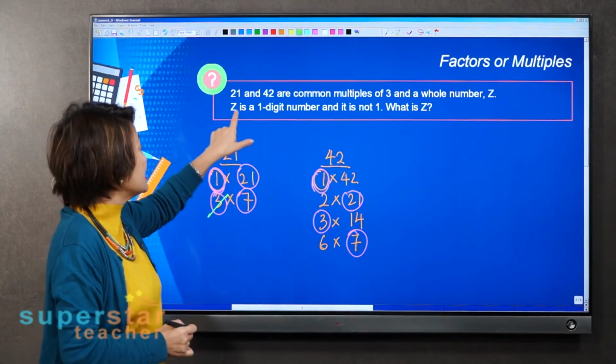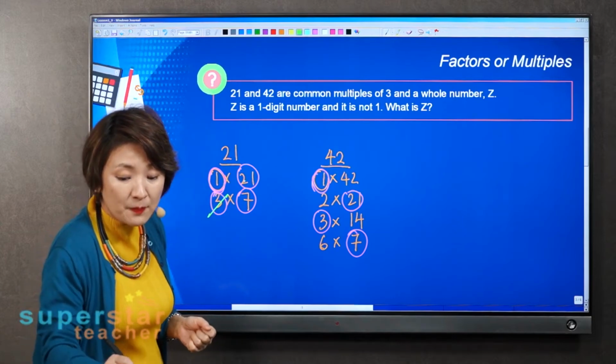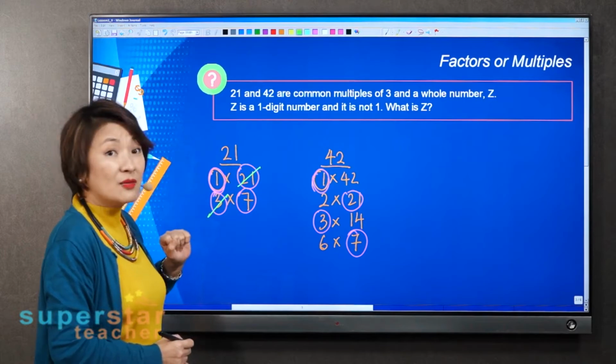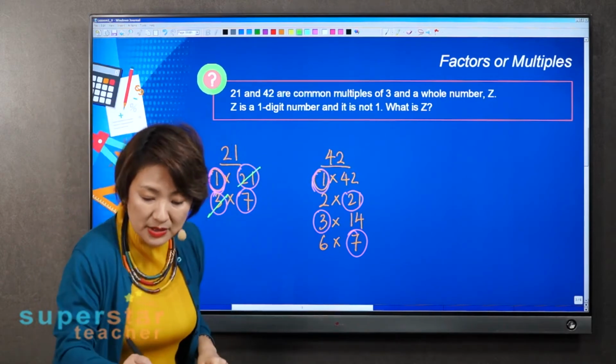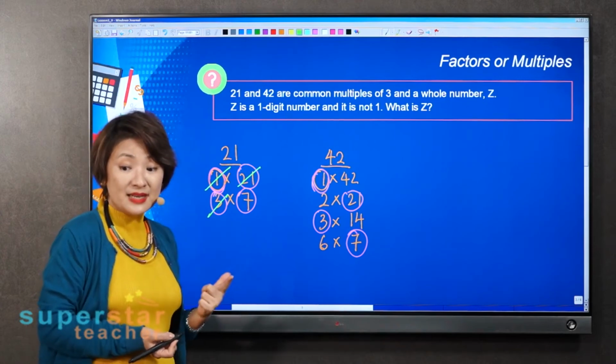And the question says Z is a 1-digit number. If it's a 1-digit number, it cannot be 21. So I'm left with 1 and 7, right? And it says it is not 1. So it's not 1. So what's the answer? It's 7. Okay, Z is actually 7.